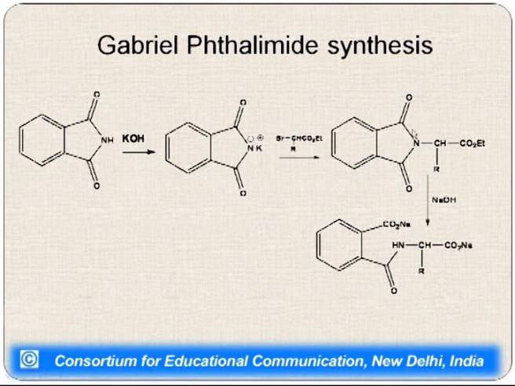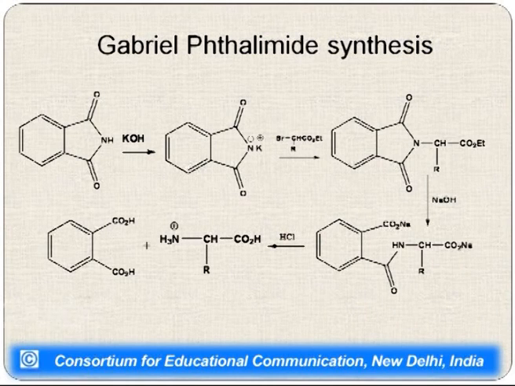So, what is happening? This C double bond O, N bond is hydrolyzed to give you a carboxylate and this long chain, and further on acidification you get the required amino acid and the phthalic acid as a side product. I have placed the amino acid here as NH3 plus because I am adding HCl. So, with HCl concentration, this amino group would be protonated.